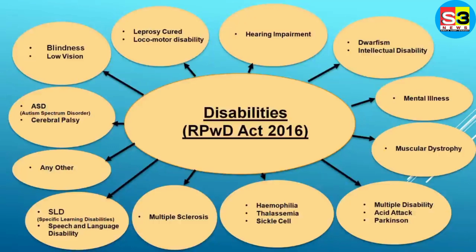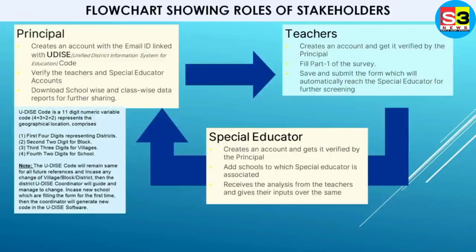Now this is a glimpse of all the 21 disability conditions that are identified in the RPWD Act 2016, and PRASHAST takes care of all these 21 disability conditions in one screening checklist. Now, once you have downloaded the PRASHAST app, what are you supposed to do? After downloading it, three categories of stakeholders can participate in PRASHAST functioning.